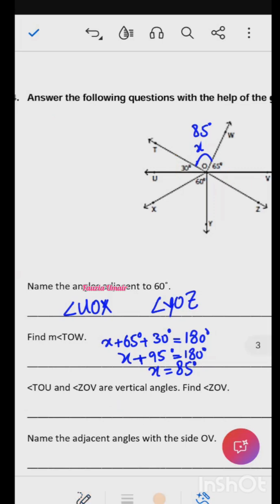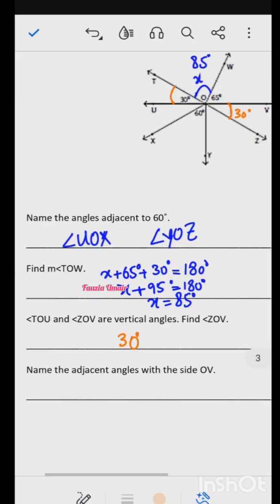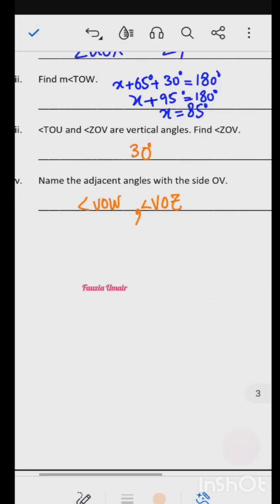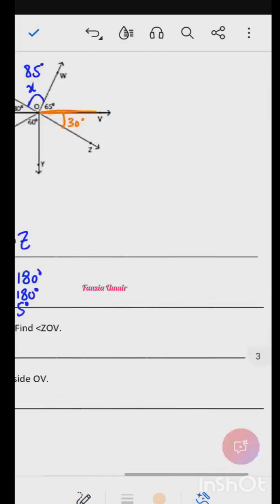So next: name the adjacent angles with the side OV. So this is OV. Angle VOW and angle VOZ. Right? So these are the two adjacent angles. So that's all. So any confusion?